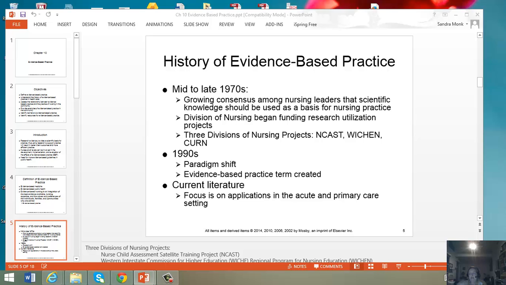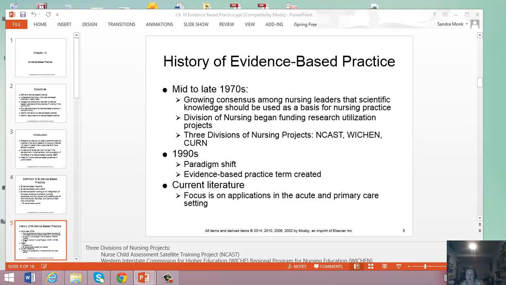And in the 1990s, overall, a paradigm shift began where it was required by accreditation bodies, insurance companies, all of the stakeholders started saying, we want to see the evidence on why you're doing what you say you're doing, so we can support the costs, we can support the ethics of it. So the term evidence-based practice was created, and it's used generically to talk about what is done in medicine, but also what is done in nursing.